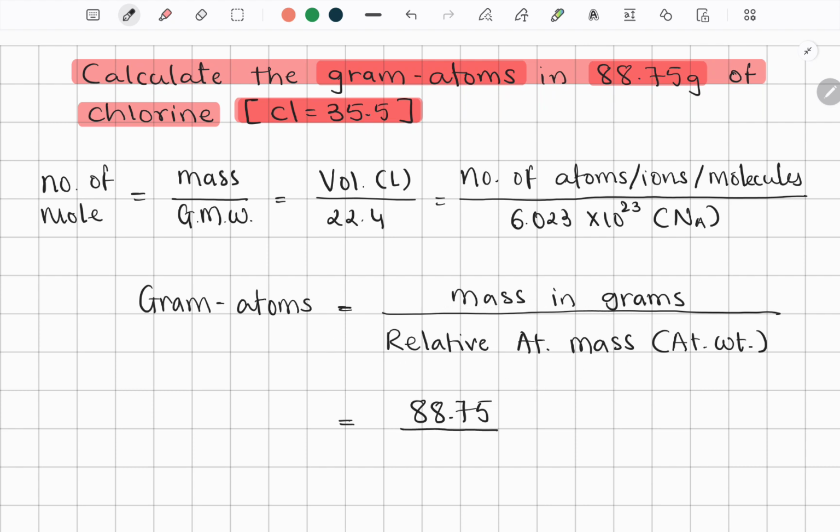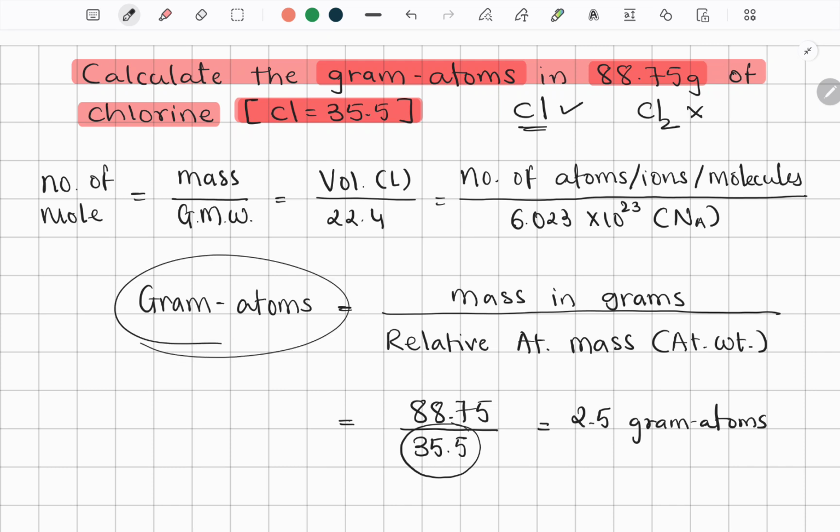It is Cl. Now, an important thing: it is asked for the gram atom. They are asking only about Cl and not about Cl2. That's why it will be 35.5. When you do this calculation, the answer comes to 2.5. Is it gram? No. The unit will be gram atoms, because the relative atomic mass is a unitless quantity. So it comes to 2.5 gram atoms.